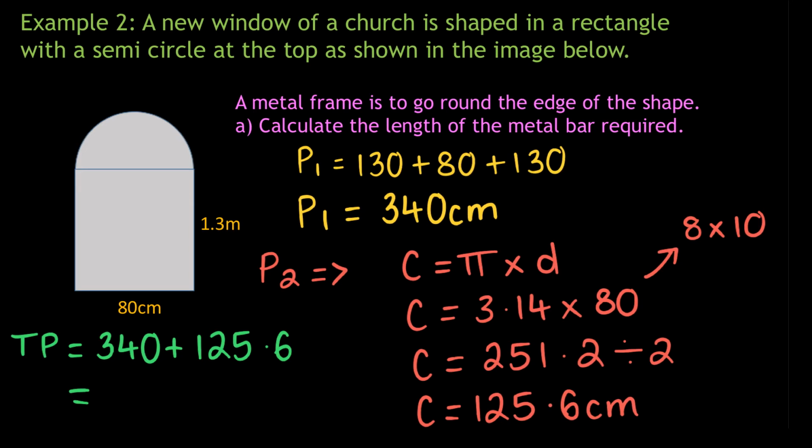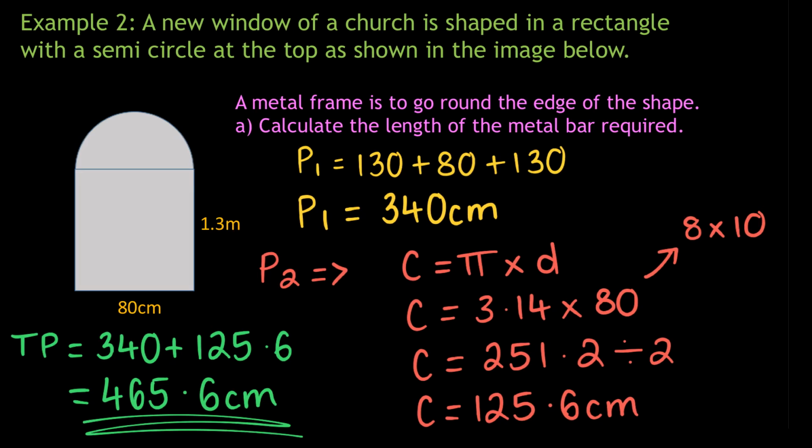So again, you'll do this without a calculator. 465.6 and the answer is in centimetres. If you decided to convert the 80 centimetres into 0.8 metres and then had to proceed with a calculator, that's fine, but you would just end up with 4.656 metres instead of 465.6 centimetres.